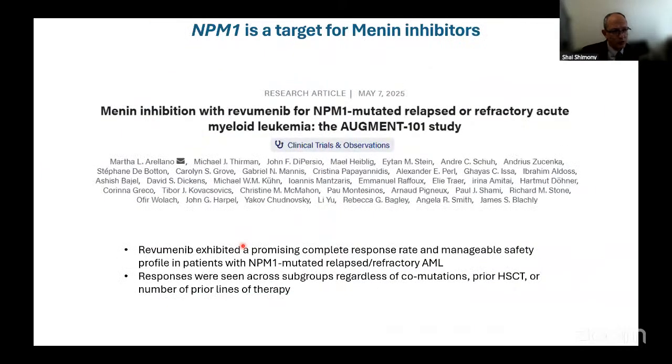And actually, just less than 2 months ago, the same group that presented the data about KMT2A AML presented the data about NPM1 mutated AML and showed high efficacy and safety of using this drug, revimenib, in NPM1 mutated AML. So this is another option that we have in our toolbox for patients with NPM1 mutated AML.